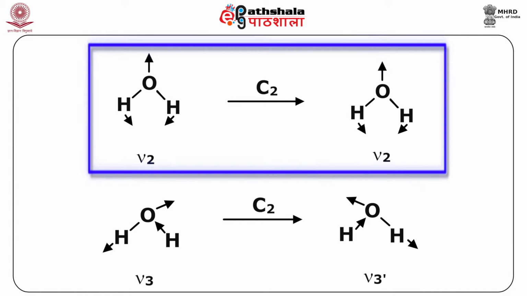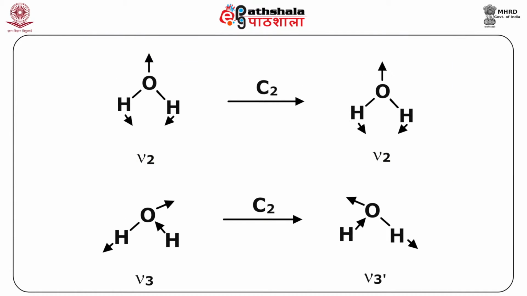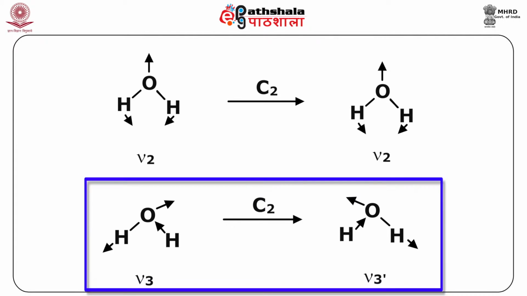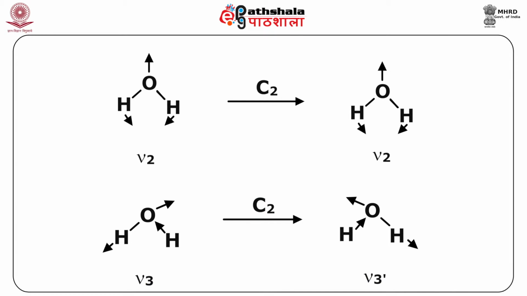Nothing happens, because when you rotate the molecule, the arrows still look similar. That means there is no change in the sign; the arrows are pointing in the same direction. But if you do it for nu3, you find that the arrows have now reversed direction. We say that it has reversed direction, so the character is -1 for this. For nu2 it is +1, for nu3 it is -1 for the C2 operation, because the arrows have changed direction.